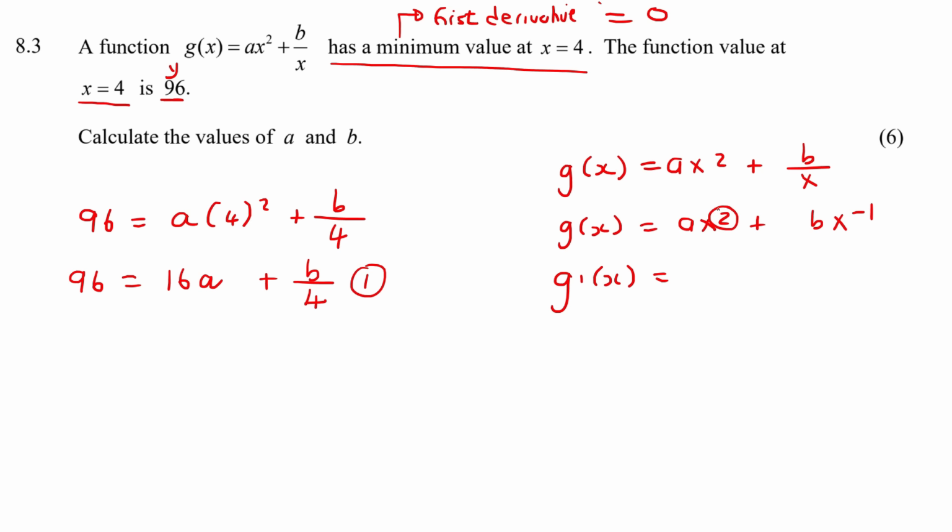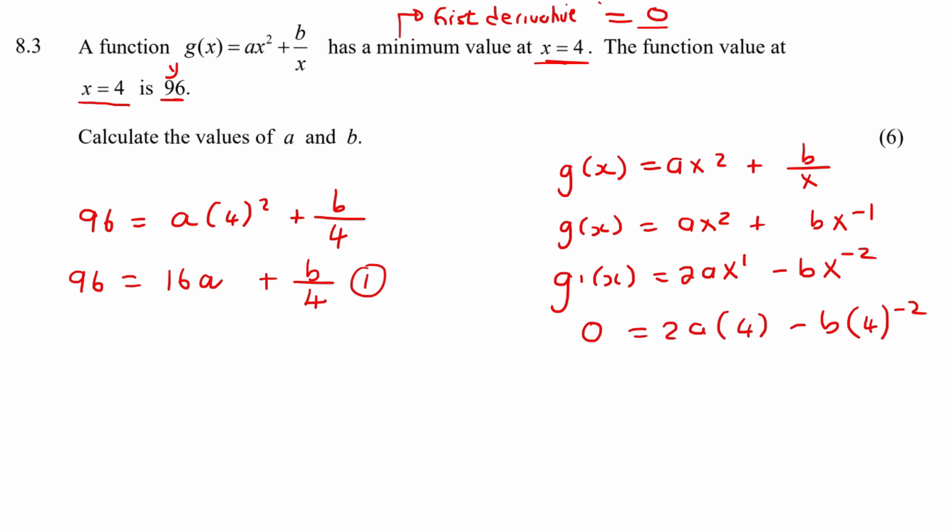So you multiply this 2 to the front, so that'll become 2a. And then you're going to just subtract 1 from this exponent, so that'll just be a 1. And then this minus 1, you're going to multiply to the front, so that'll become minus b. And then you're going to subtract 1 over here, so that'll become negative 2. Now they told us that at that point, x is 4, and we know that we should make the first derivative a 0. So we make it a 0, we plug in x is 4, and there we go.